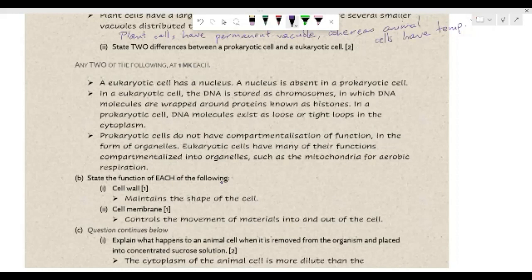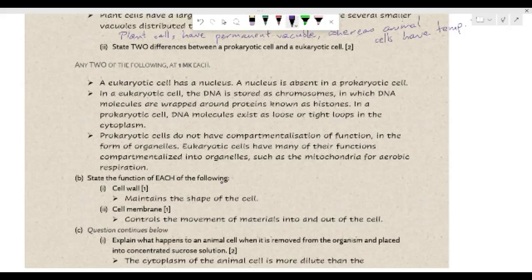Big difference between them is that a eukaryotic cell has a nucleus. In fact, the name eukaryote comes from the, I think it's Latin or Greek, for having a true nucleus versus not having a true nucleus. Okay, so a eukaryotic cell has a nucleus, whereas a prokaryotic cell does not.